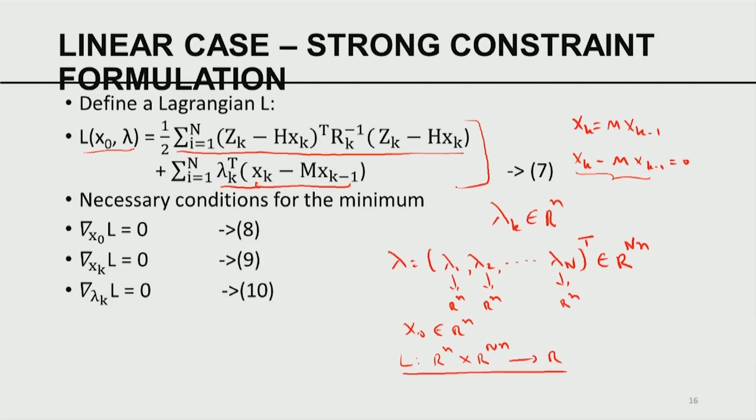So once the problem is formulated as a strong constraint problem using Lagrangian multipliers, the constrained optimization problem is now solved as an unconstrained optimization problem by minimizing L with respect to both x naught and lambda. So compute the derivative of L with respect to x naught, the derivative of L with respect to xk, and the gradient of L with respect to lambda, and equate each of them to 0. This is the set of necessary conditions one has to satisfy for the minimum of the Lagrangian function.